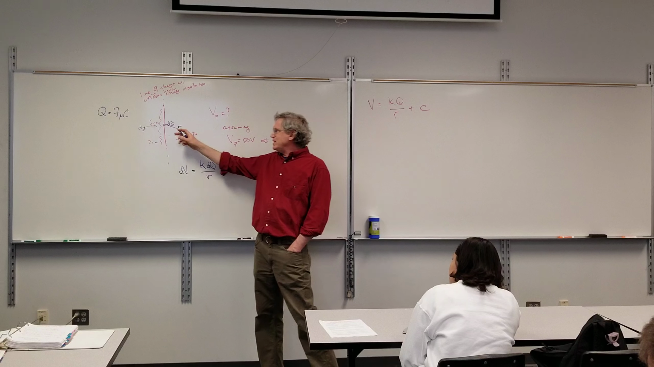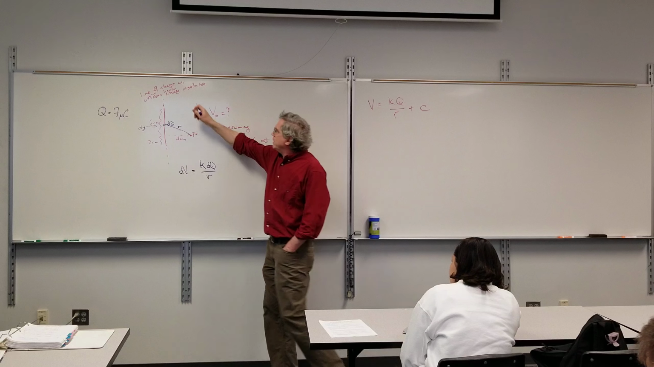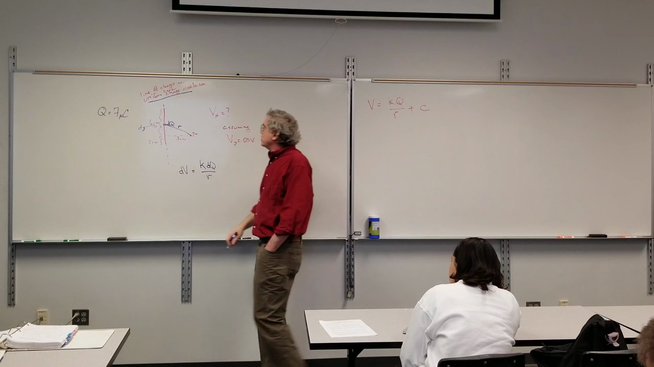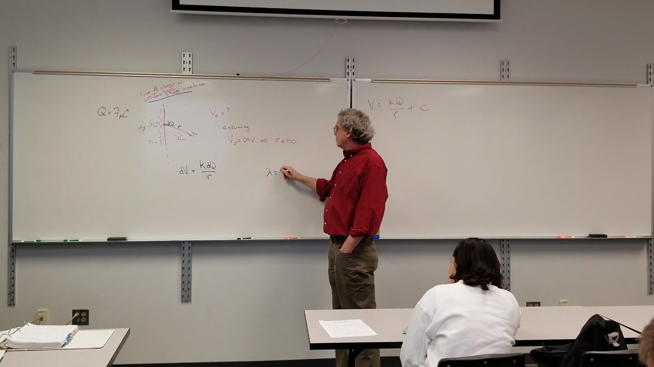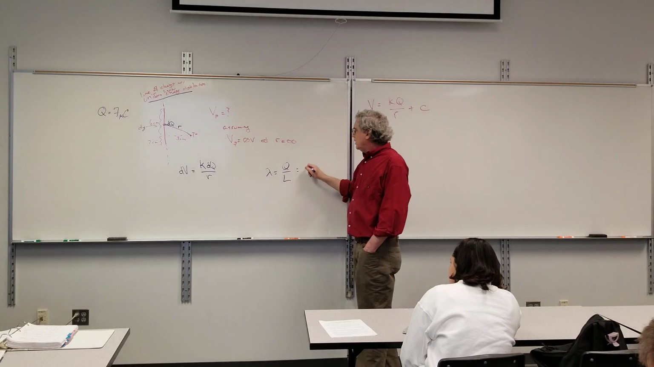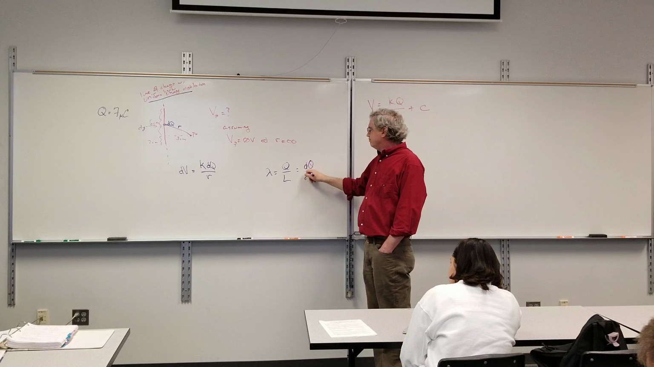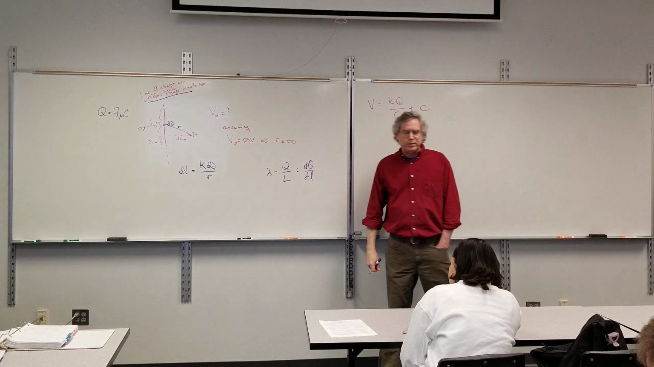So I need to somehow relate dq to dy, and we got the big clue here that it's a uniform linear charge distribution. So I know that that means that dq over the total length is going to be equal to that ratio, no matter where we're going.